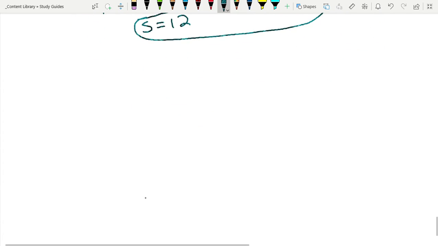On to number 11. Number 11, we have another word problem. So we're going to write down the important information. It says that we're doing a shuttle service to go to the airport.